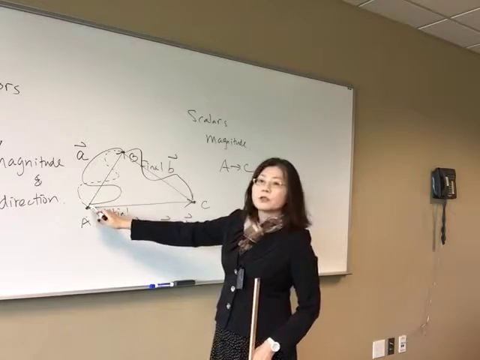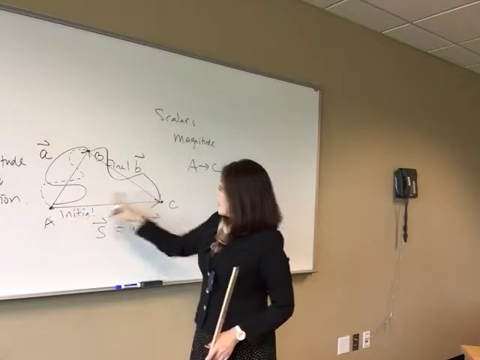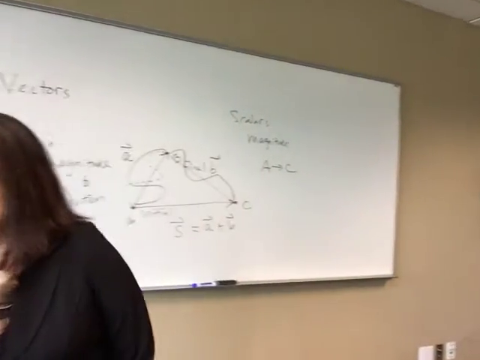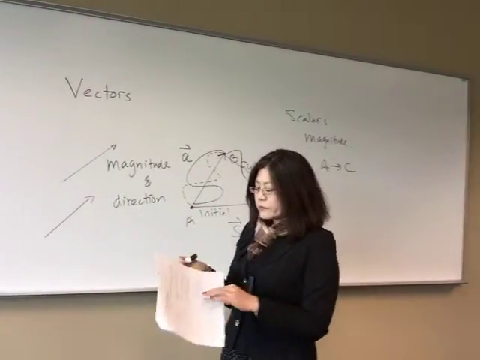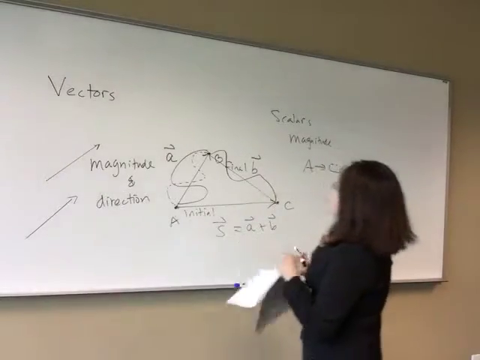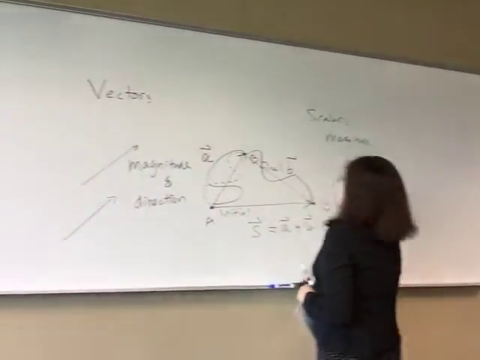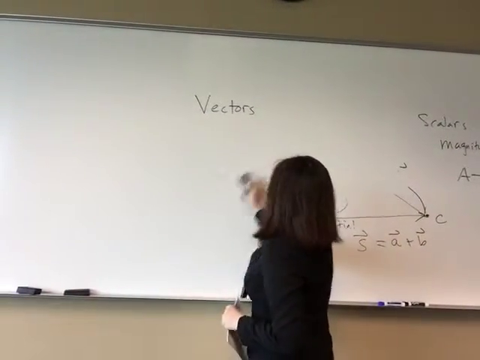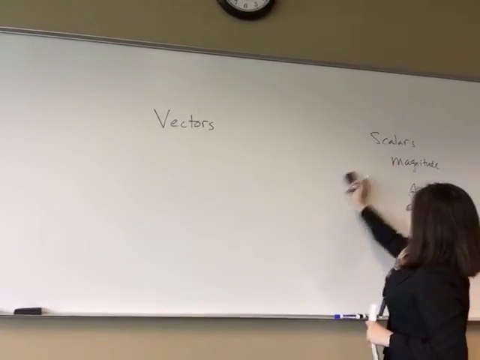But then when it comes to A to C, just directly connecting these two points, the starting point, initial, and the final point, that gives you the vector sum of these two vectors. Okay. So regarding mathematical operations of vectors, here are a few things. Let's say you have two vectors, A and B. How do you find the vector sum?